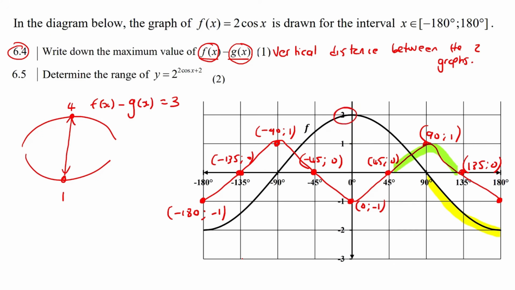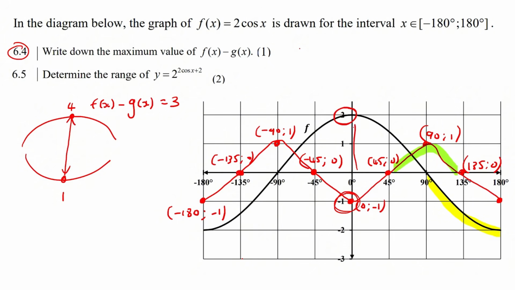We can see that the y value here is 2 and the y value here is minus 1. So what is the vertical distance going to be? It's going to be 3, right? Because from here to here is 2 and from here to here is 1. So 2 plus 1 is 3. So that's the answer, 3.